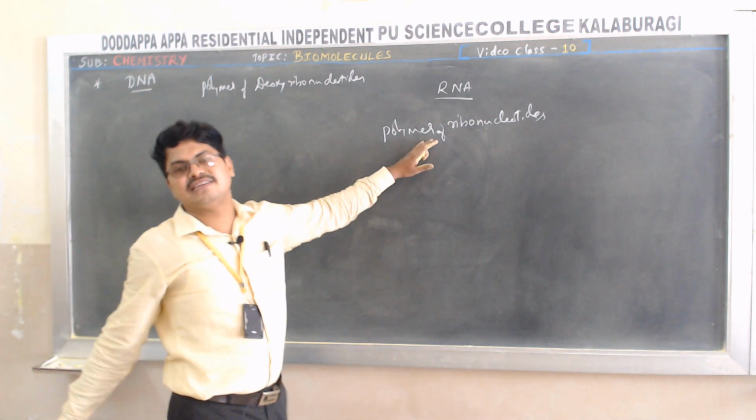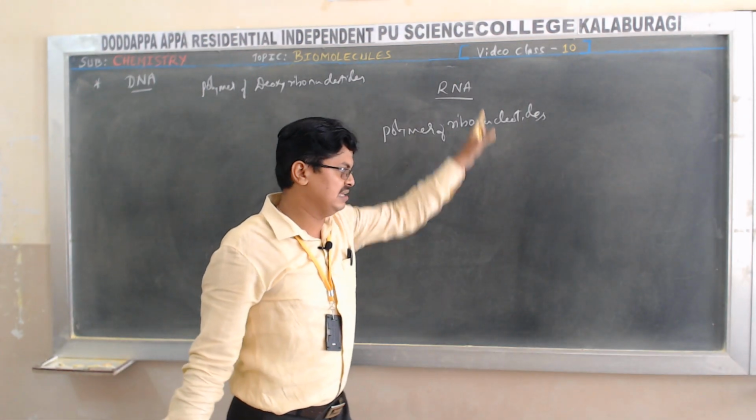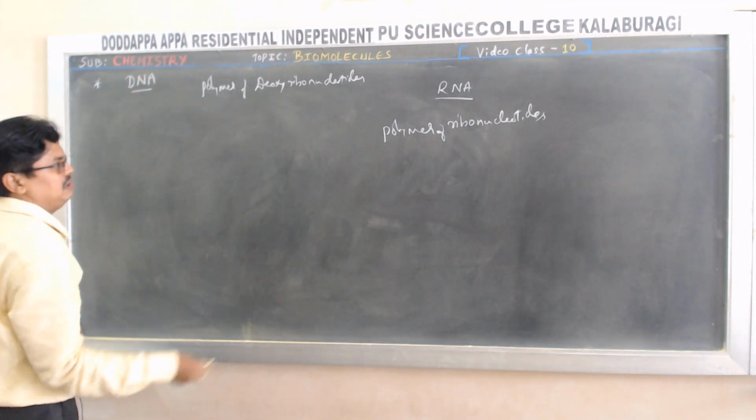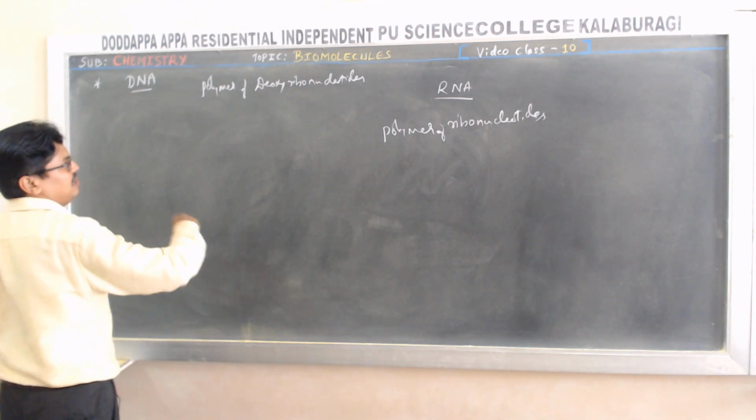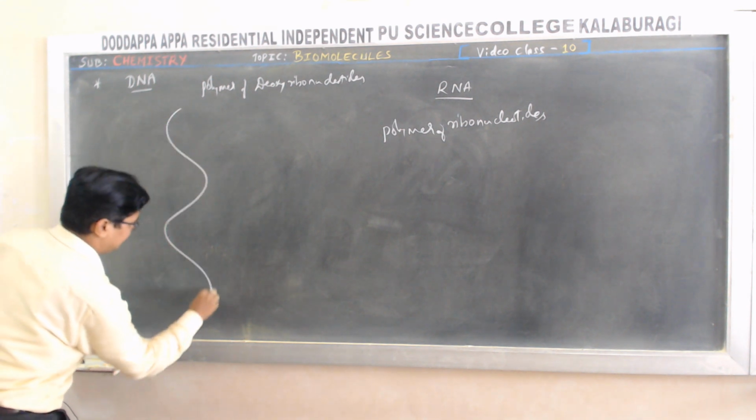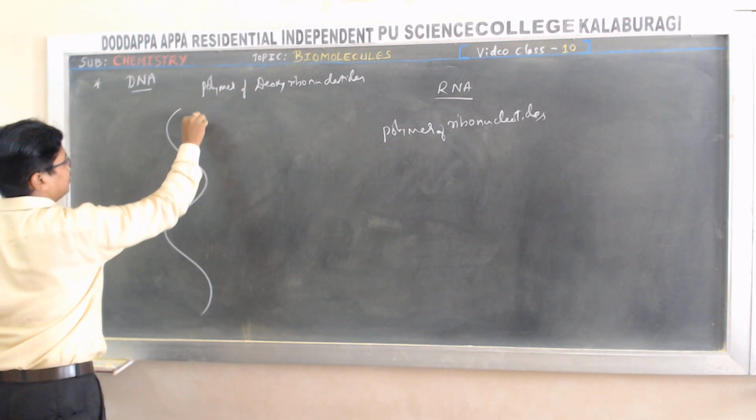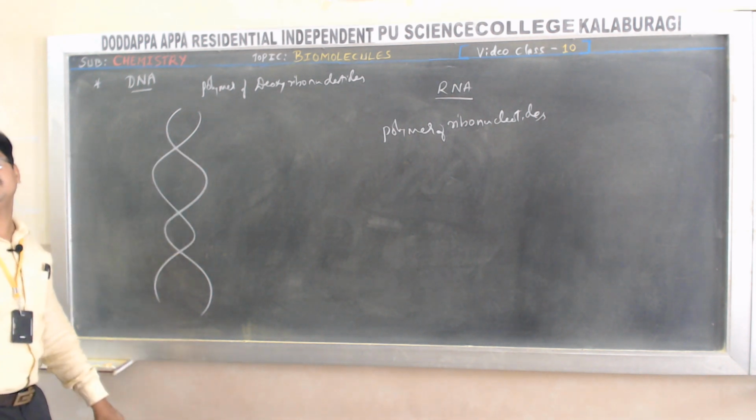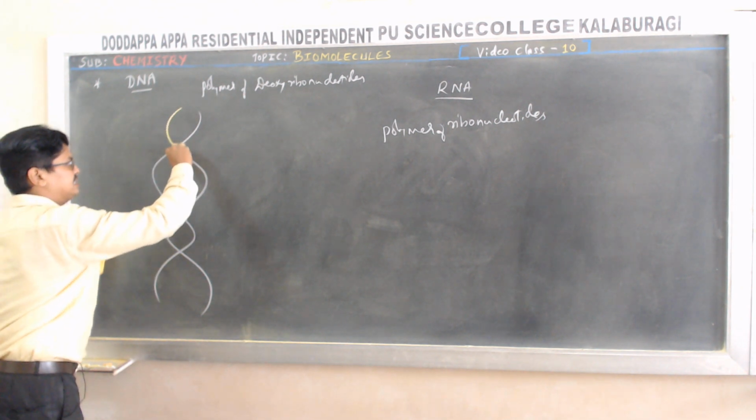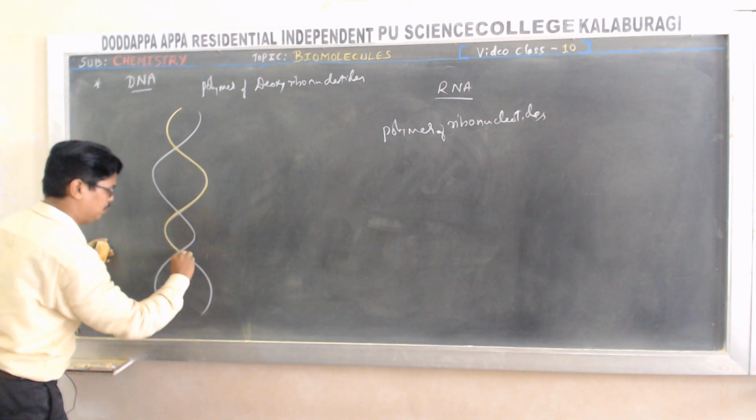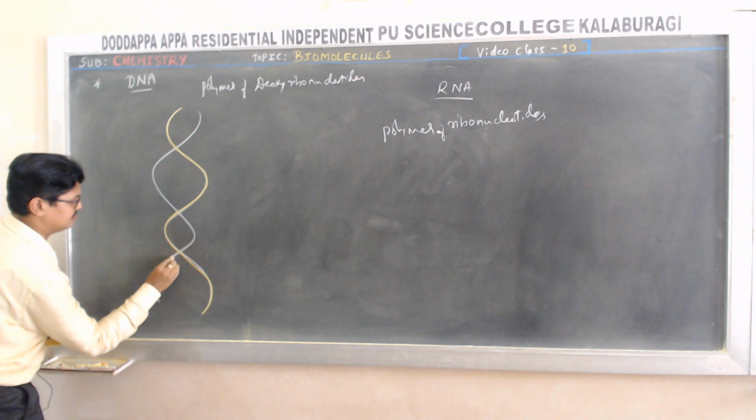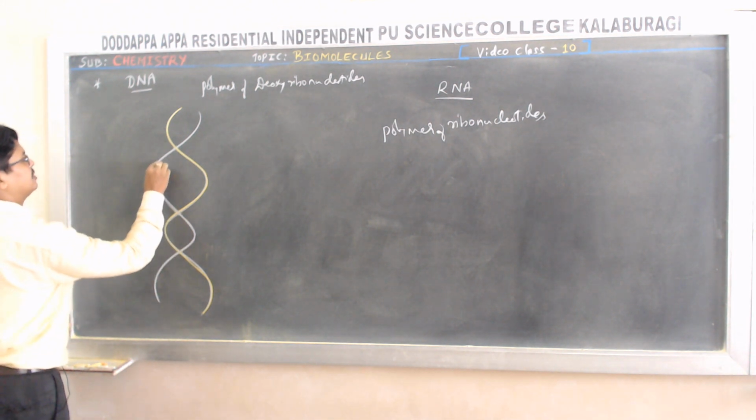RNA exhibits a single helical structure because it is made up of only a single polynucleotide strand. But our DNA is made up of double polynucleotide strands, isn't it? Double deoxyribonucleotide strand, as you might have studied in biology. This is one polynucleotide strand, and this is the other polynucleotide strand.